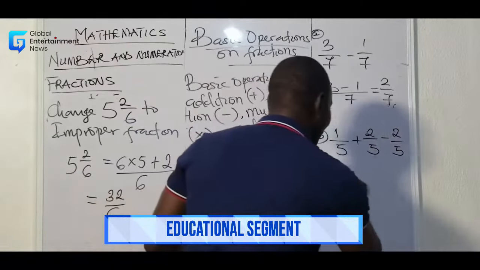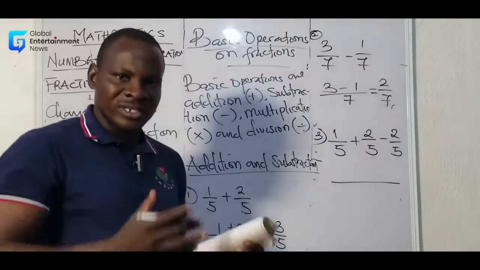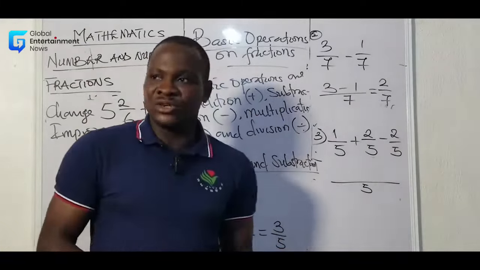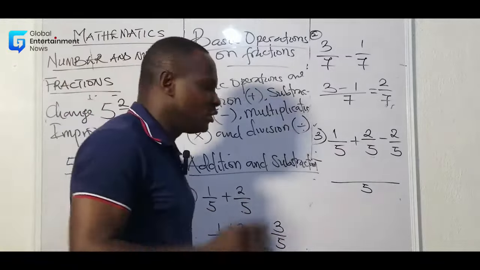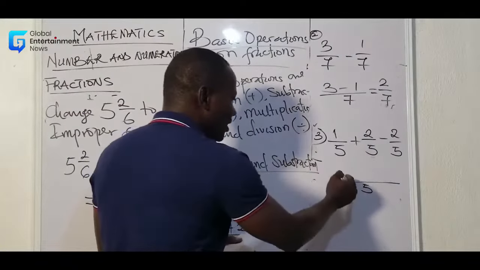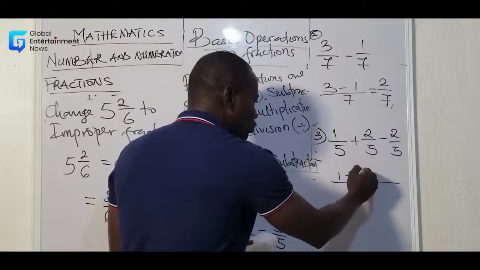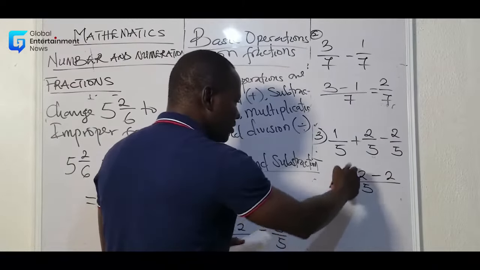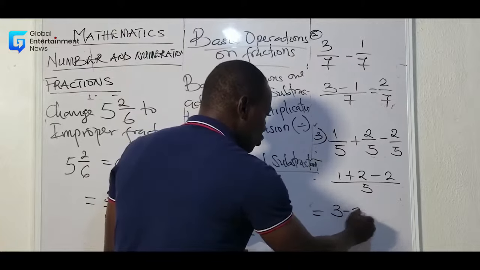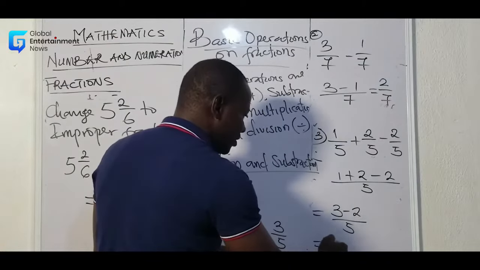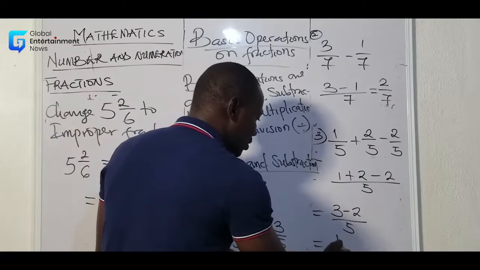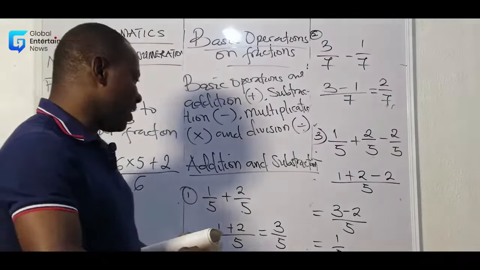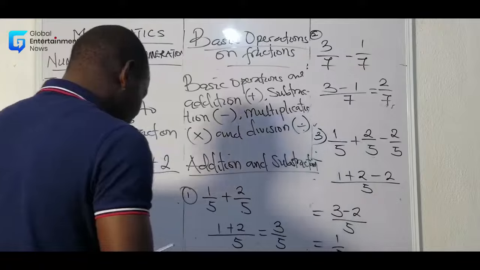Now, what are we going to do? We have common what? Common denominators. So you just write 1. Even if we have 100 denominators here, so far they are common, you just write 1. So what do we have here? 1 plus 2 minus 2, which is going to give us 3 minus 2 all over 5. And the result is 3 minus 2, which is 1 all over 5. And that is our result. 1 all over 5. Okay.